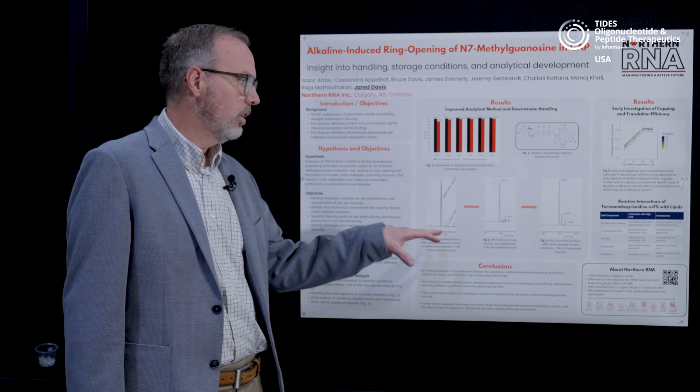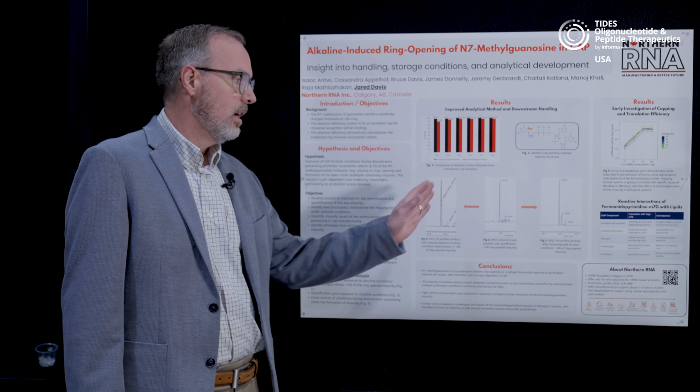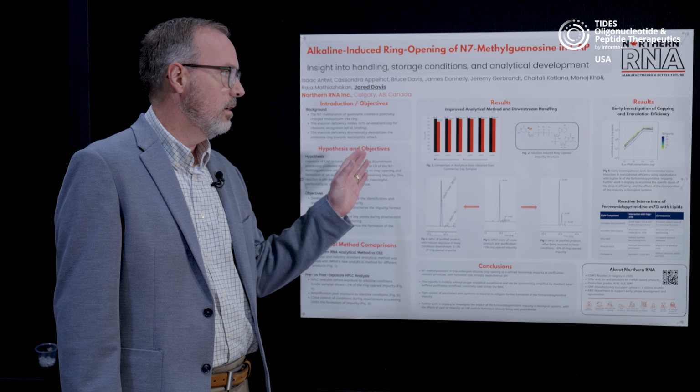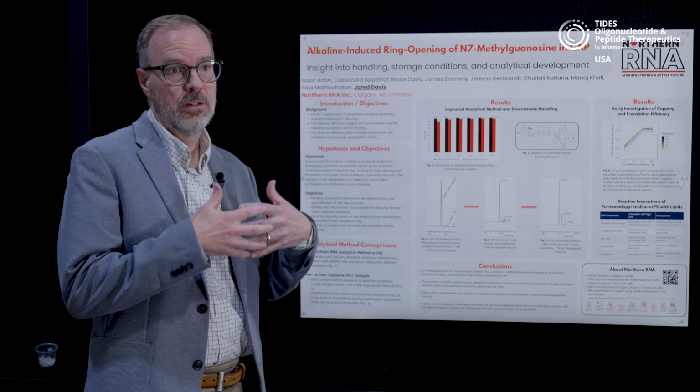So at Northern RNA, we've developed advanced analytics so that we can look and we can differentiate this impurity. Most of our competitors, as well as ourselves previously, when we were looking for impurities in the cap analog, we didn't see it. This co-eluted with the main peak, and so we weren't actually separating it out.